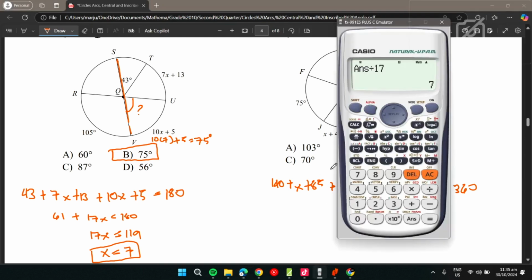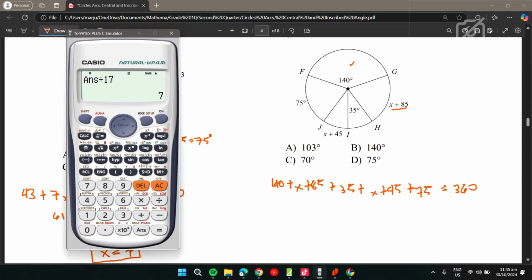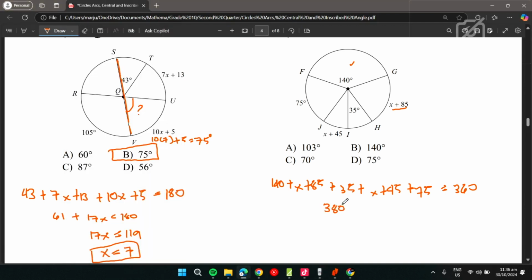So, let's add together yung mga like terms. We have 140 plus 85 plus 35 plus 45 and then plus 75. So, lahat yan will give us 380. So, meaning to say, meron tayong 380 plus, ano yung mga x's? X and x. We have 2x equals 360. And then again, 2x is equal to negative 20. X is negative 10. So, ito yung x value natin.